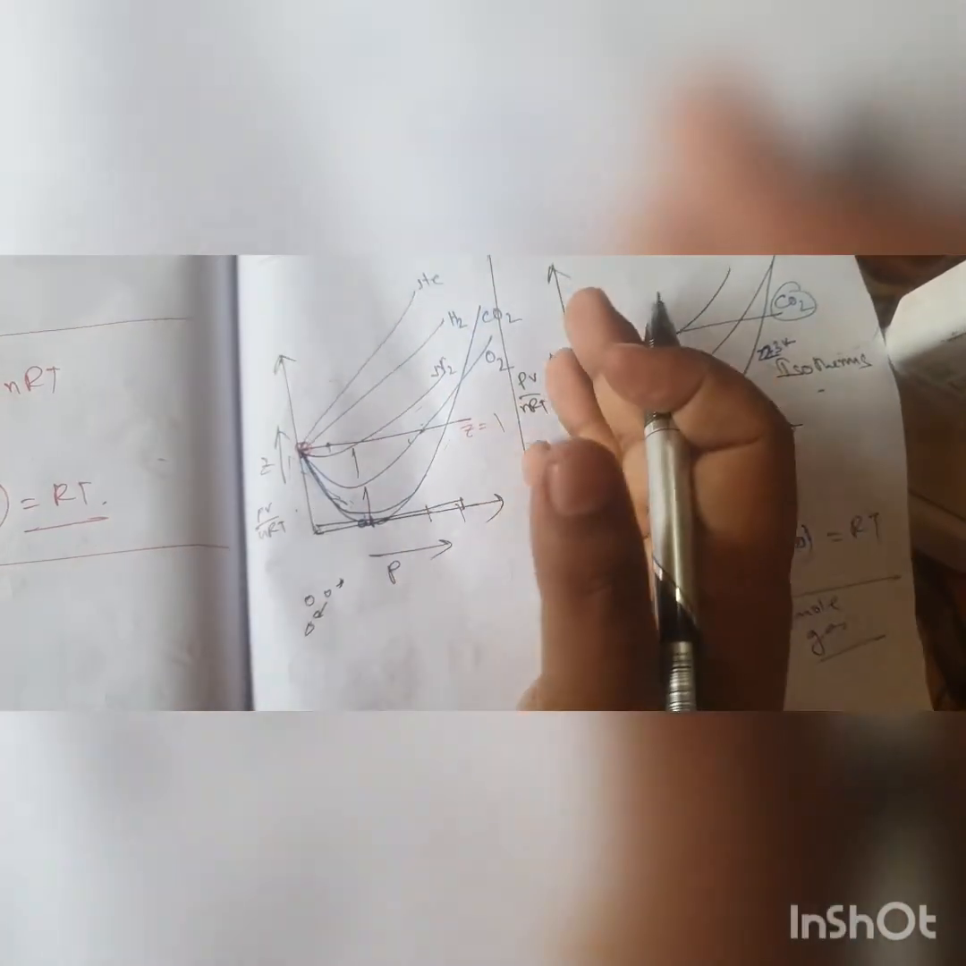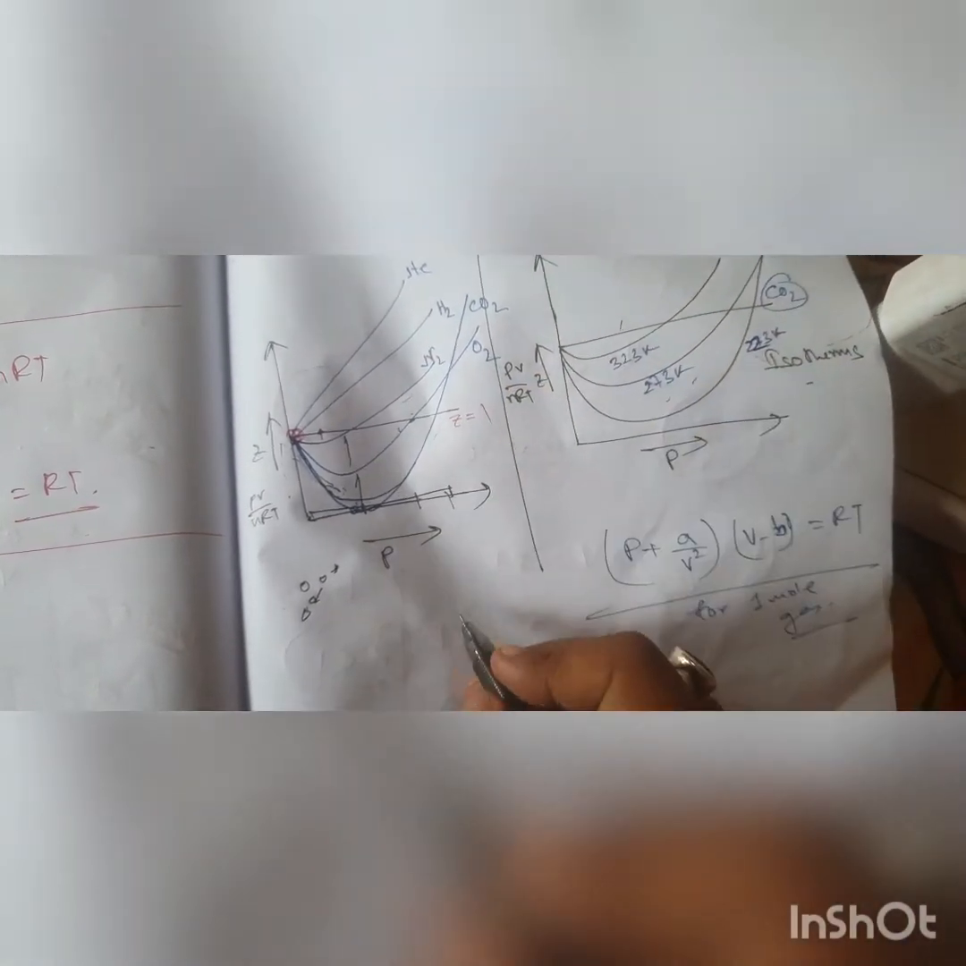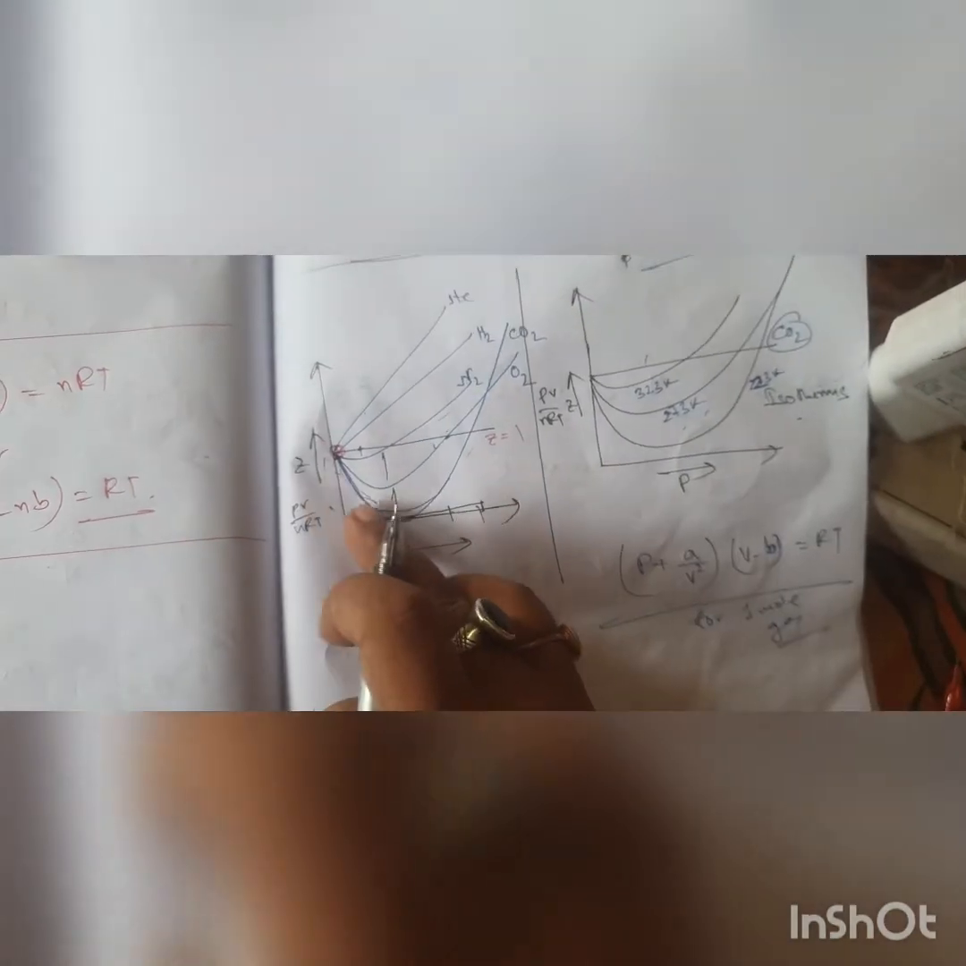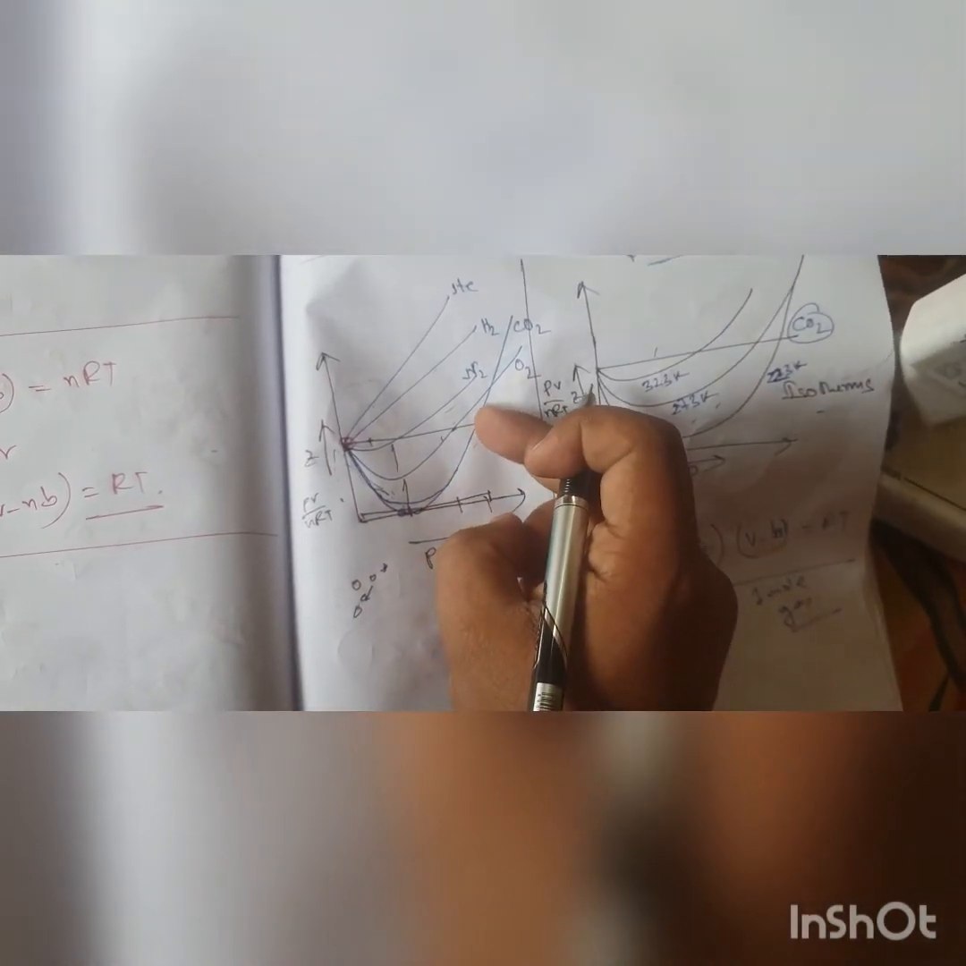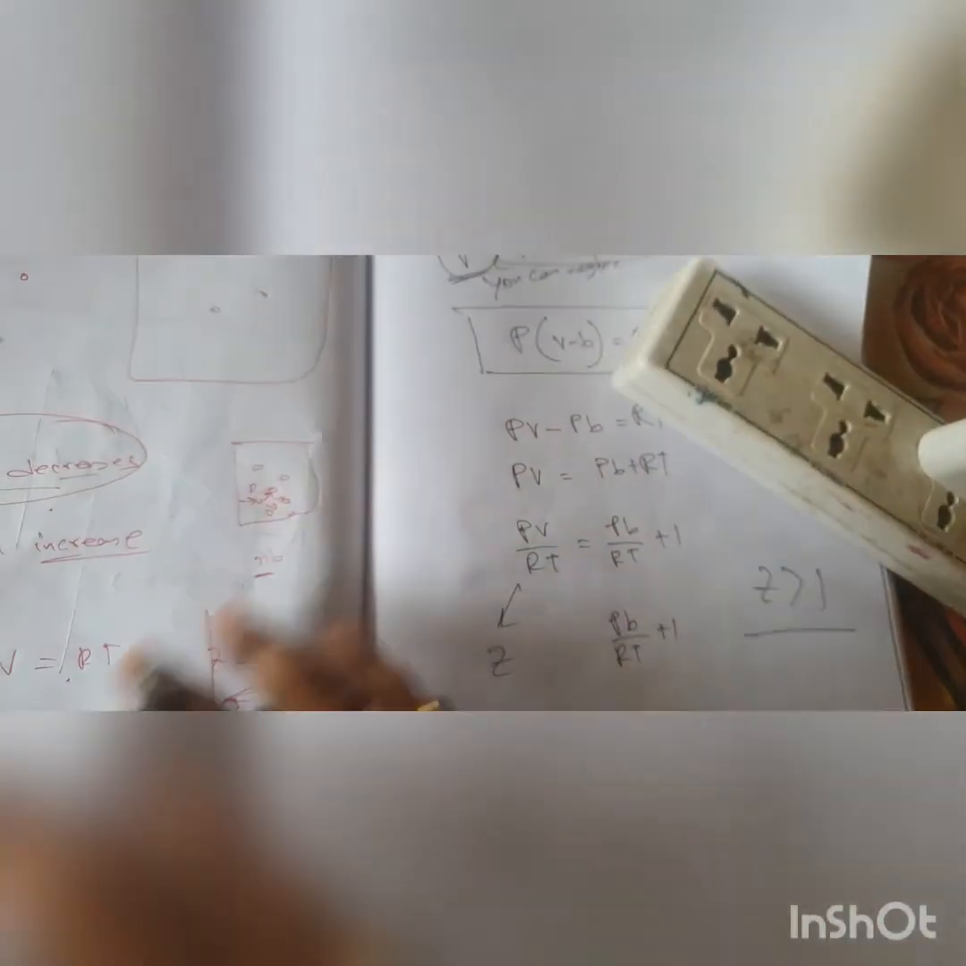Like the previous thing, that P is expected to be less, so that's why P is added. And then the effect of the volume of the molecules of the gas is dominating, and once it crosses Z equals 1, it becomes Z greater than 1. Now tell me, did you understand these explanations or not?